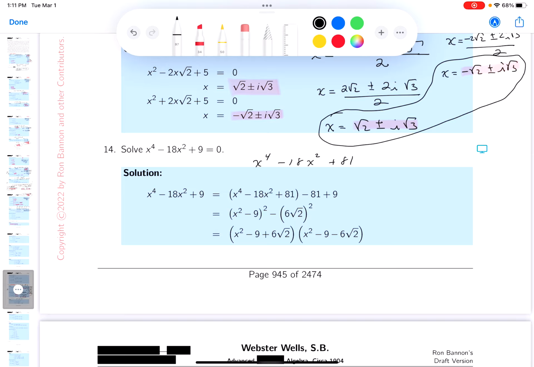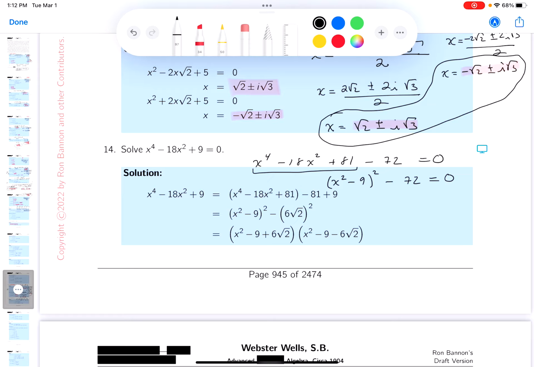Let's see, I've got to get 9. Well, that's going to be what then? 72, right? All right, that problem's gone. What do we get over here? This isn't so bad. What is it going to be? (x^2 - 9)^2, and this is going to be minus 72 equals 0.